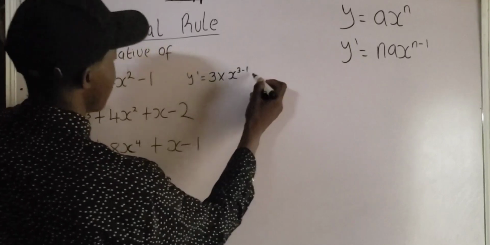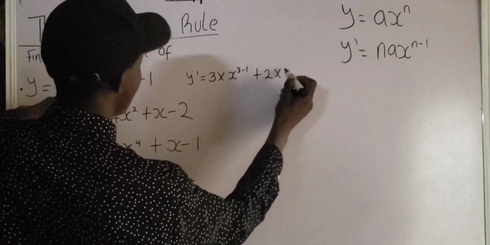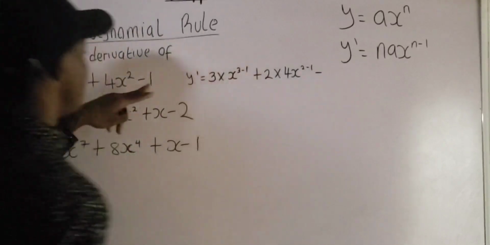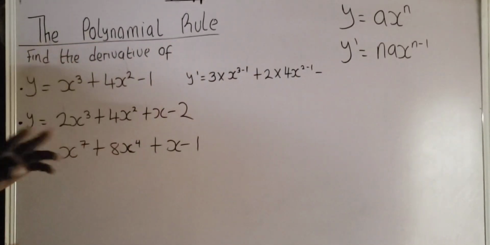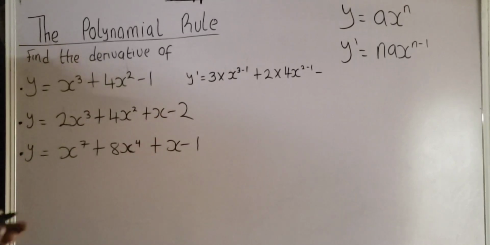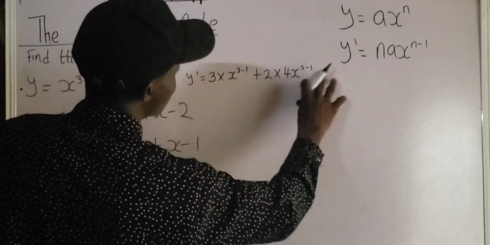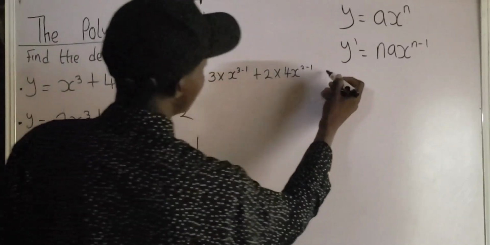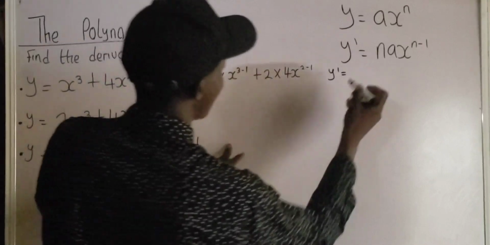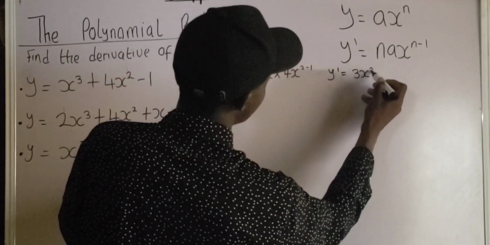So 3 multiplied by 1x raised to the power of 3 minus 1. You understand? Plus 2 multiplied by 4x raised to the power of 2 minus 1, minus, if you differentiate a constant, you are going to have 0. And if you differentiate minus 1, you are going to get minus 0. So minus 0 is nothing. So I'm not going to add anything. So let us proceed. The derivative of y is equal to 3 multiplied by x raised to the power of 3 minus 1. That is 3x raised to the power of 2.